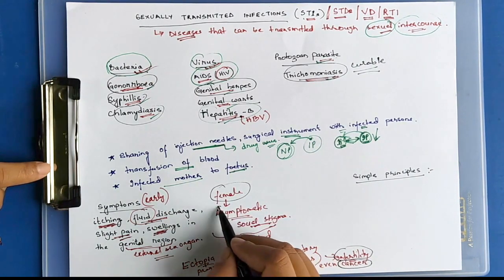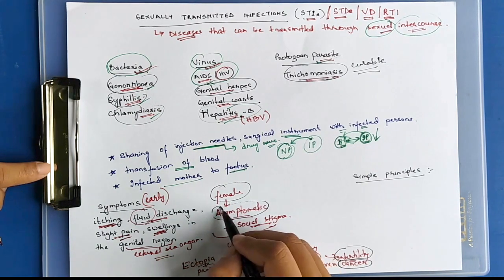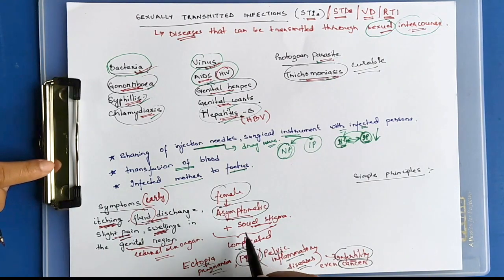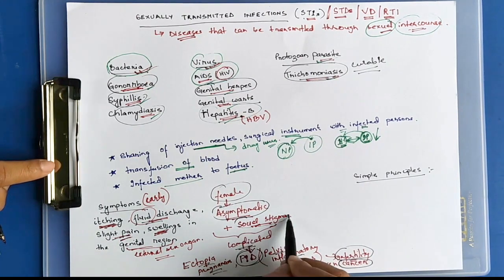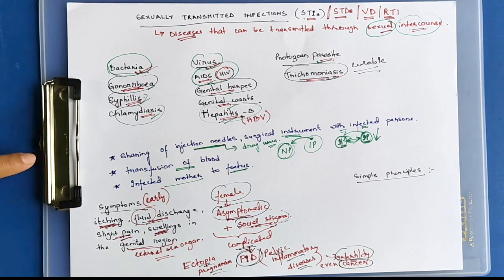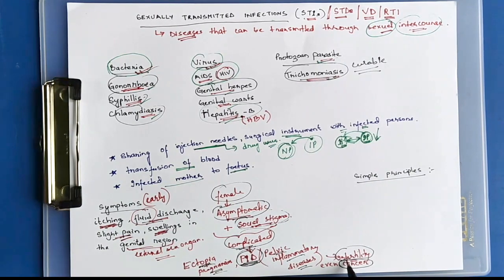Asymptomatic, that means they do not show the symptoms. Plus, due to social stigma, many infected persons do not go for treatment. If they do not get proper treatment, then it will lead to more severe cases: PID, ectopic pregnancies, infertility, cancer.